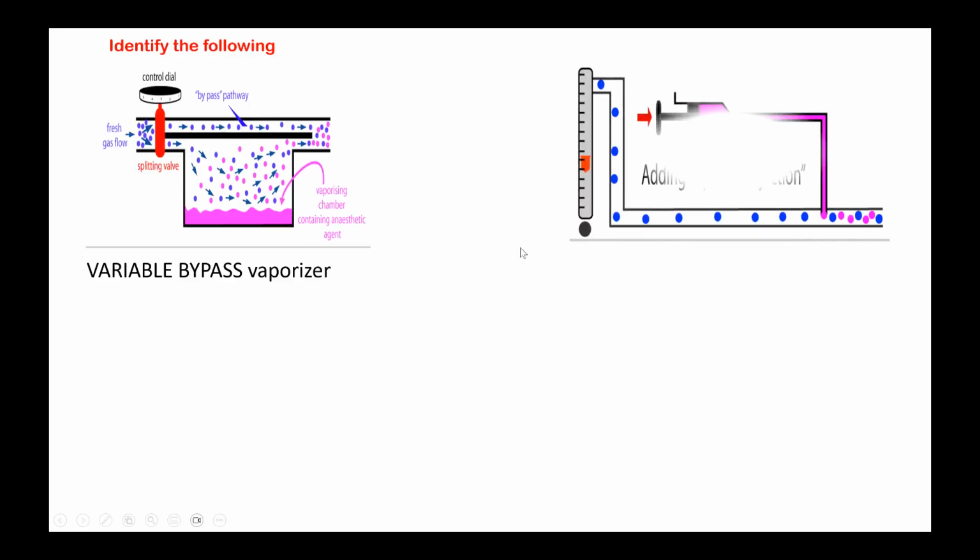So already I have shown you part of the gas is going straight, part is coming out. This is called the variable bypass vaporizer. Now this is adding by injection. So what should this be called? You know, fresh gas flow is coming separately in a tube and the vapor is formed separately and then it is added to the fresh gas flow by another separate tube.